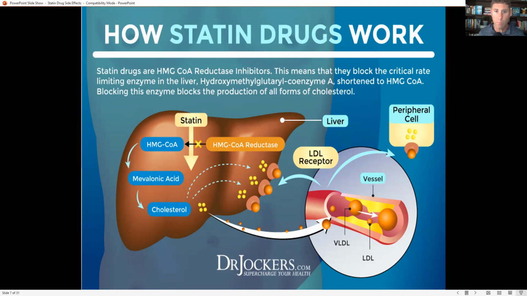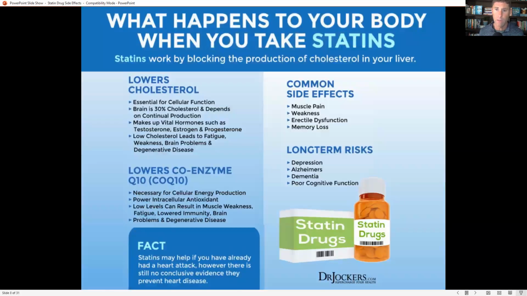Now, why would your liver be producing cholesterol? Because it needs it, right? So it needs it for certain things. And so if we block it, it's going to have downstream effects. We talked about bile production, we talked about brain health, a lot of different things like that. And so we know that, again, cholesterol is essential for cellular function. The brain is 30% cholesterol and depends on a continual production from the liver. It makes up, again, vital hormones. We talked about that: testosterone, estrogen, progesterone.